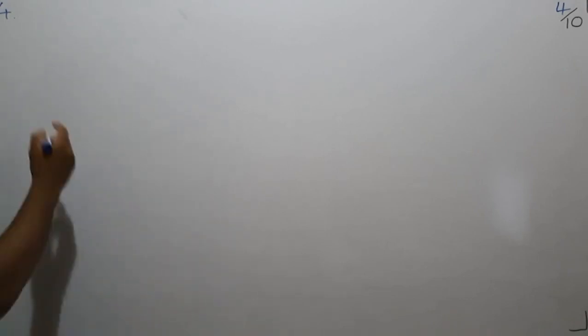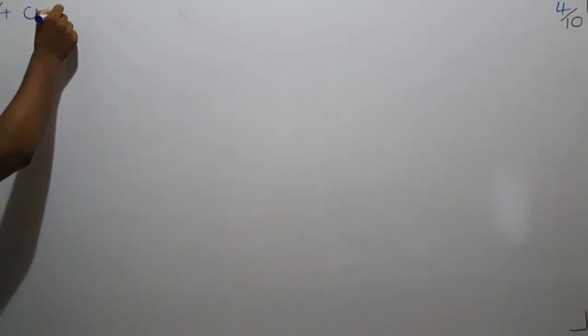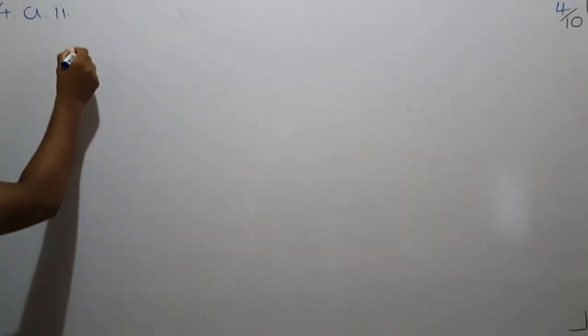Fourth question, part B. Part A, Roman numeral 2. So calculate the total surface area of the solid. So we have the solid.